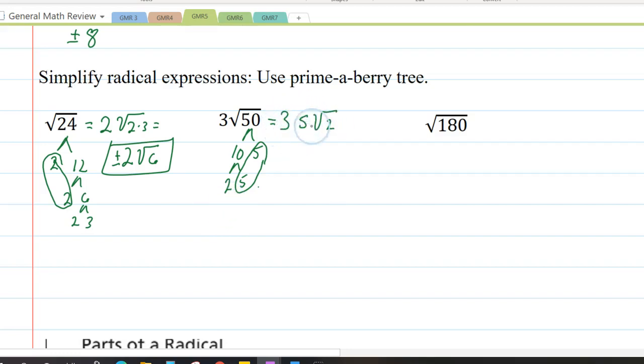Now, outside we also have the 3. When two numbers are outside the house, they simply multiply. 3 times 5 is 15. That will give me 15 square root of 2.